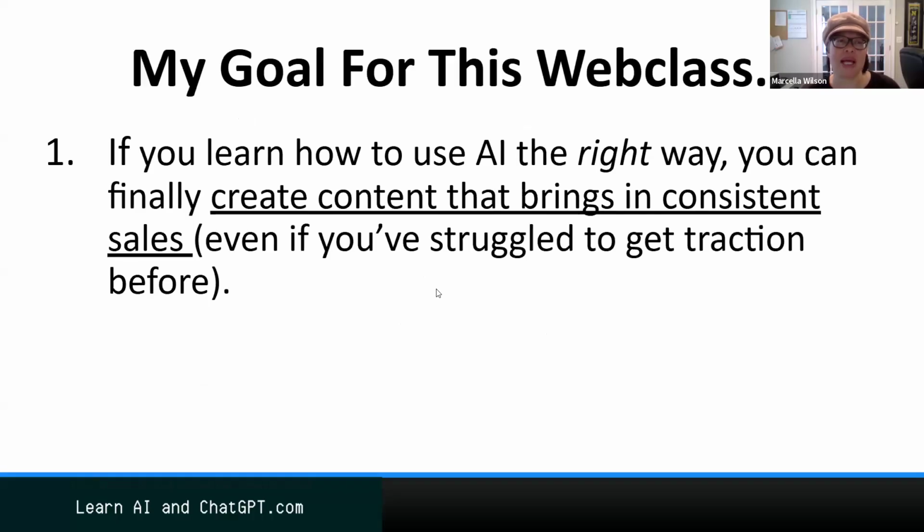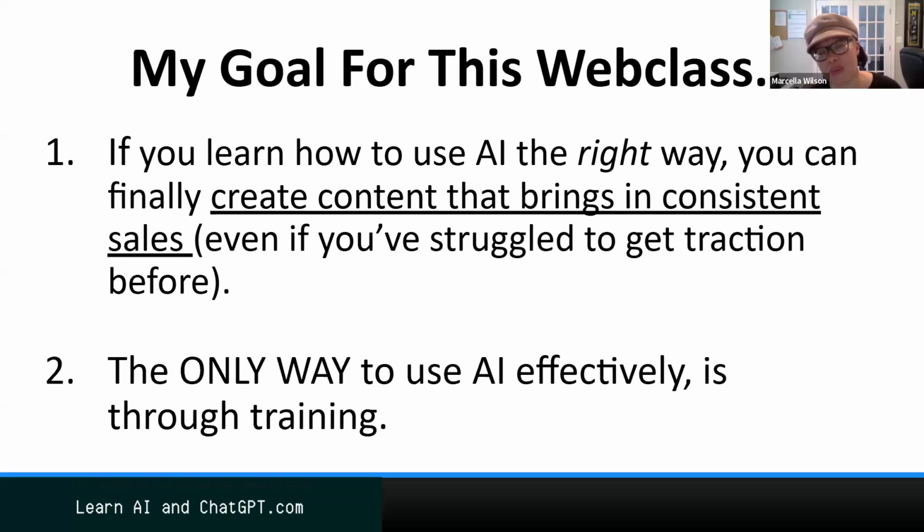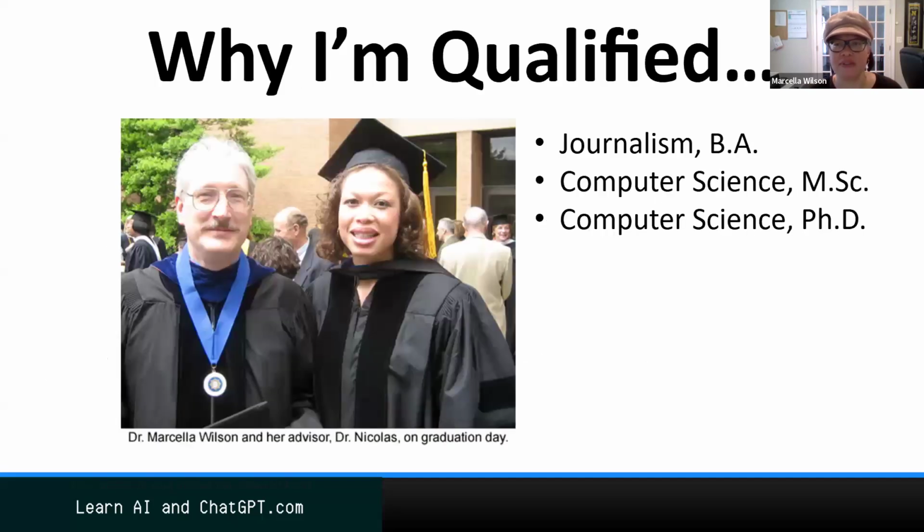So my goal for this web class is that if you learn how to use AI the right way, then you can finally create content that brings in consistent sales, even if you struggled to get traction before. But the only way to use AI effectively is through training. AI is wonderful, and I know we can all go into ChatGPT or Claude or Copilot and just type in something, but trust me, prompting is a skill. There's a way to do it effectively. I think we've all experienced typing something into ChatGPT and it didn't give us what we wanted back. That's because there's a skill to prompting. So the only way to use AI effectively is through training.